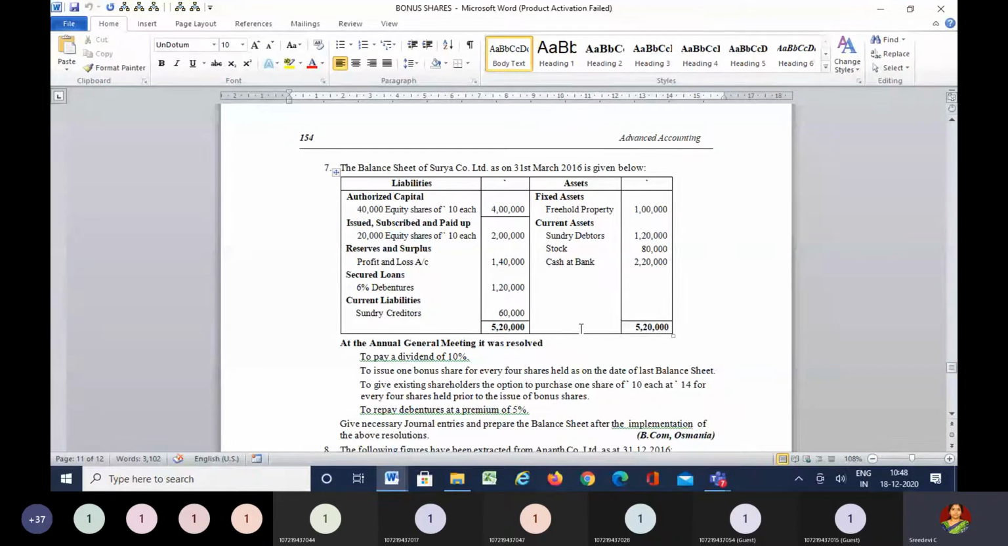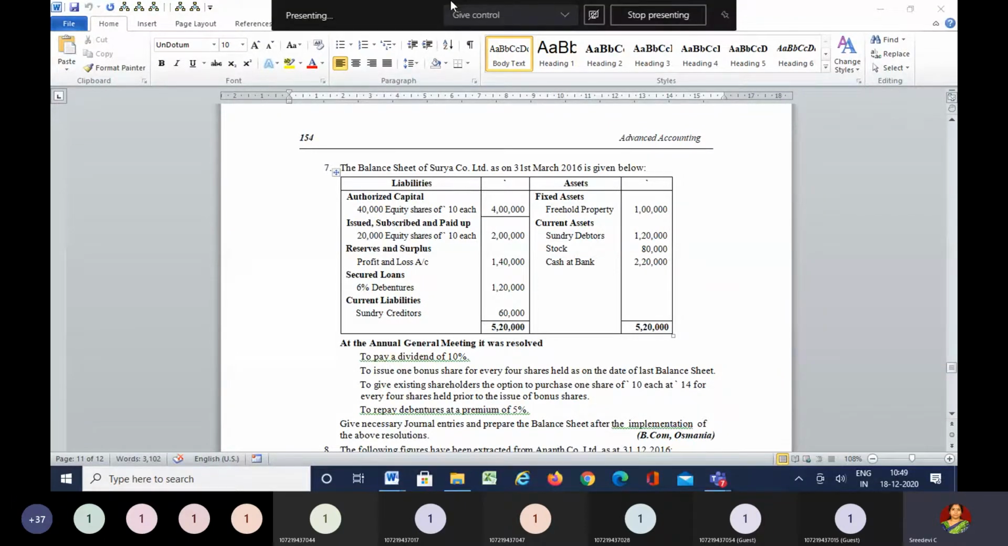Now let us start with problem number 7. The balance sheet of Surya Company Limited as on 31st of March 2016 is given below. Whenever they give you the question, don't expect it to be given in the new format of the balance sheet. Always they will give it in the old format, but when you are preparing the balance sheet after the bonus issue, you're supposed to do it in the new format. Please don't forget that.